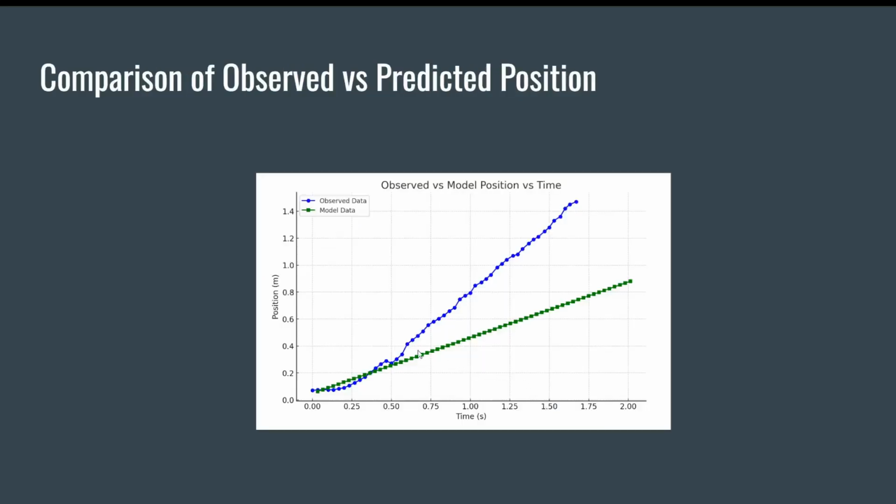This is the comparison of the observed versus the predicted position. As you can see, they're pretty different, and there are a couple of factors that could lead to this, such as friction, all those kinds of things that could have led to the difference between the observed data and the model prediction.